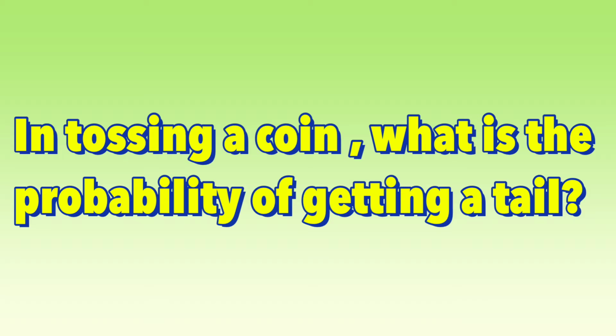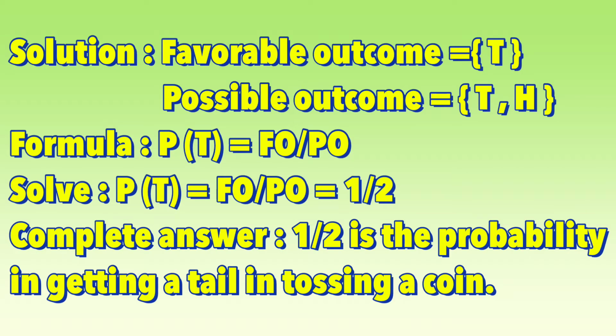Our solution, we have to determine the favorable outcomes. So the favorable outcome of tossing one coin, we can get only one tail. And for the possible outcomes, if we're going to choose one coin, the possible outcomes are one tail and one head.